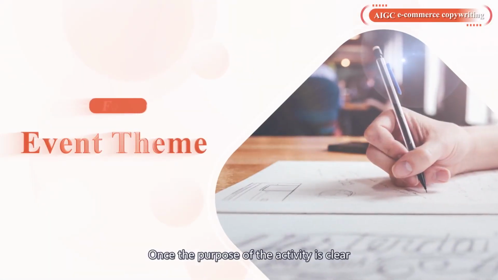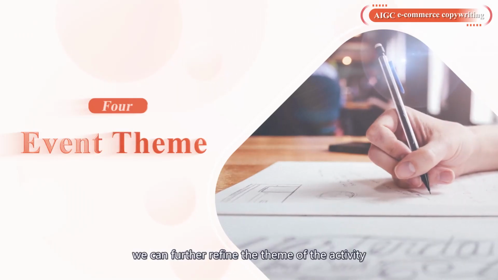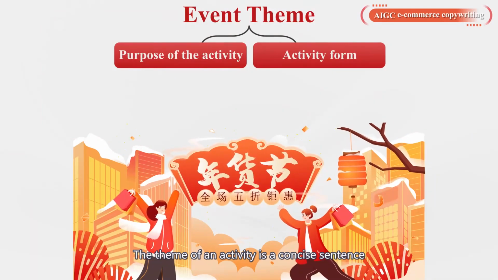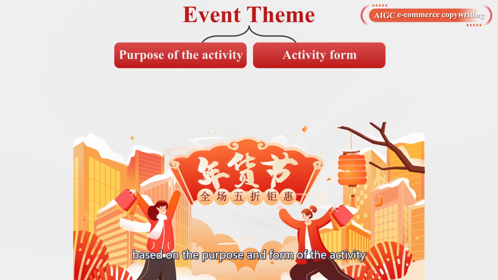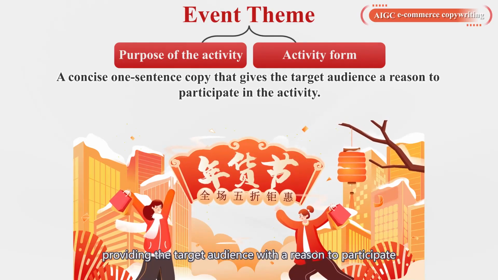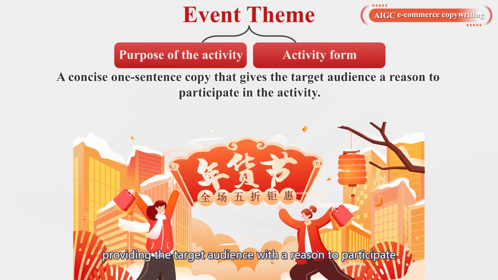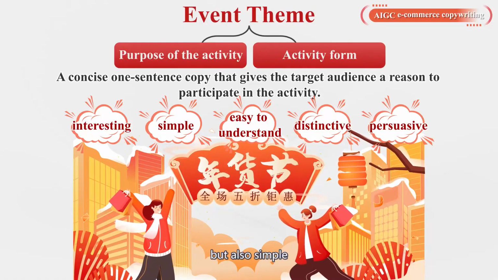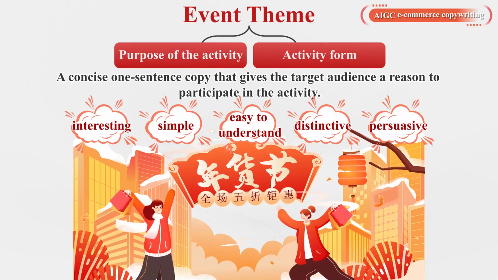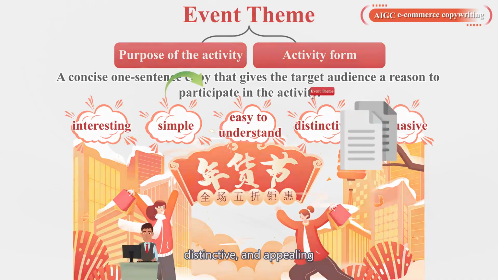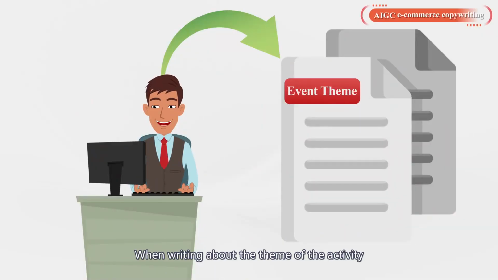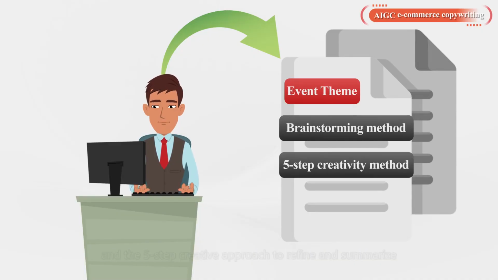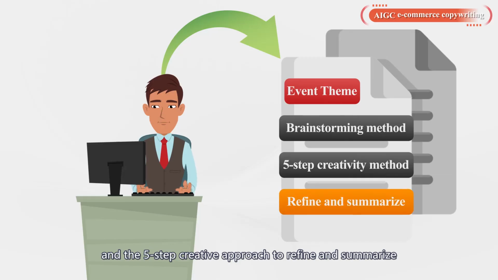Once the purpose of the activity is clear, we can further refine the theme of the activity. The theme of an activity is a concise sentence based on the purpose and form of the activity, providing the target audience with a reason to participate. It should not only be interesting, but also simple, easy to understand, distinctive, and appealing. When writing about the theme of the activity, copywriters can use methods such as brainstorming and the 5-step creative approach to refine and summarize.